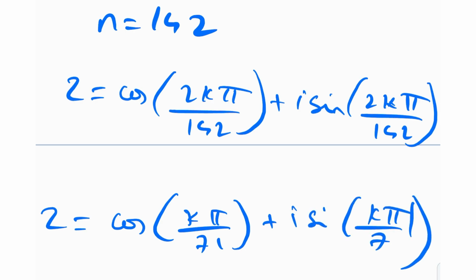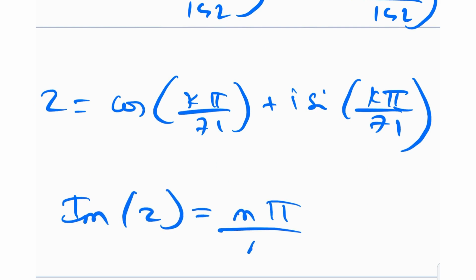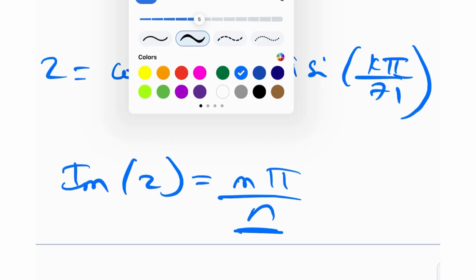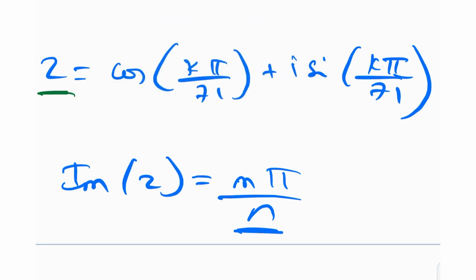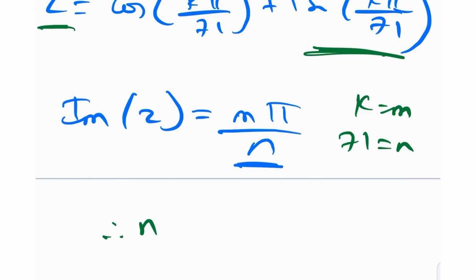Now in the question, what had they given to us? They had given to us that the imaginary part of Z is equal to m pi by n, and we had to find the value of n. Well, now it's pretty trivial. This is Z and this is the imaginary part. So just compare, k becomes m and 71 becomes n. So therefore our answer is n equals 71.